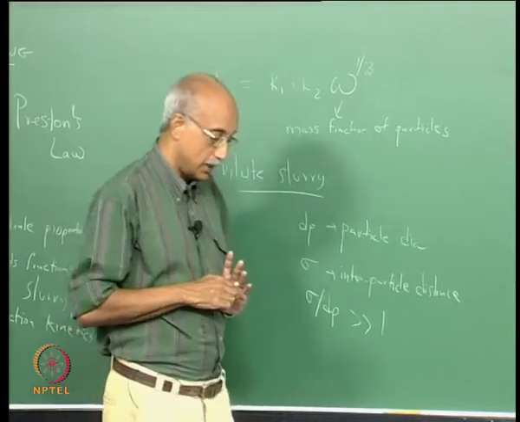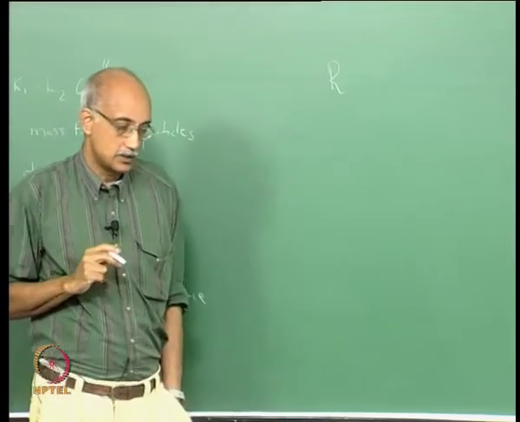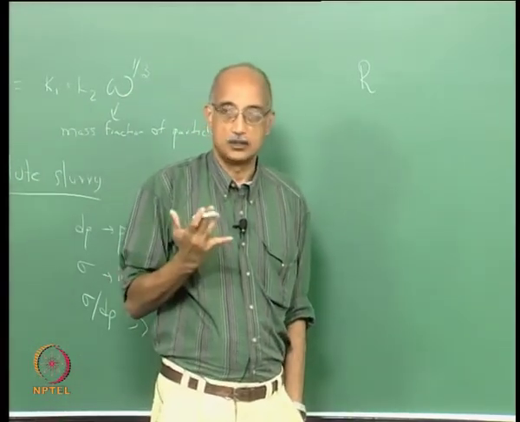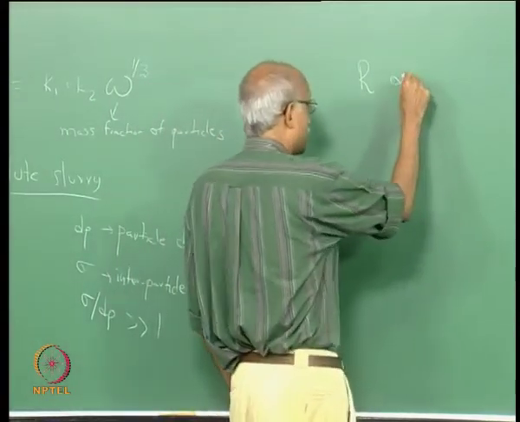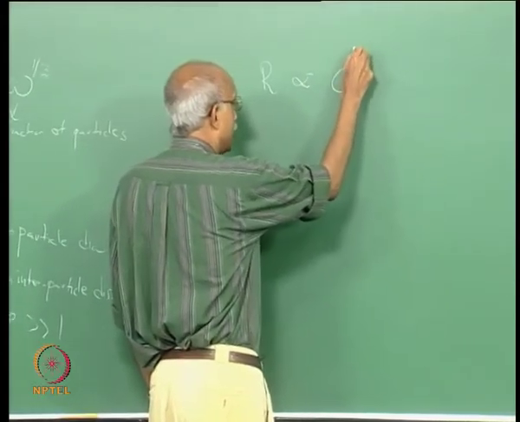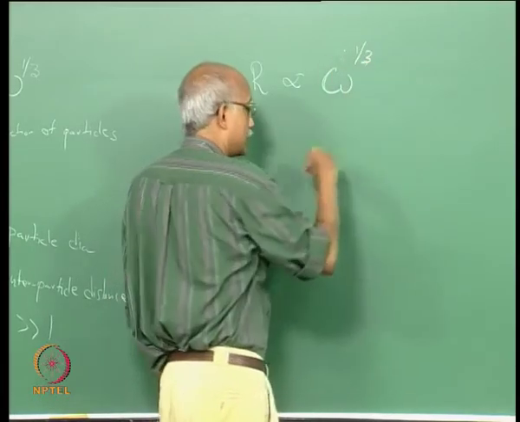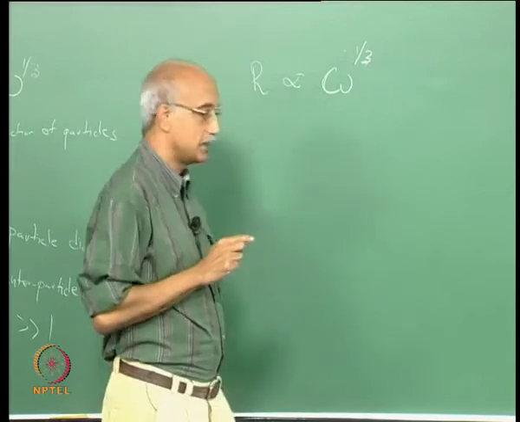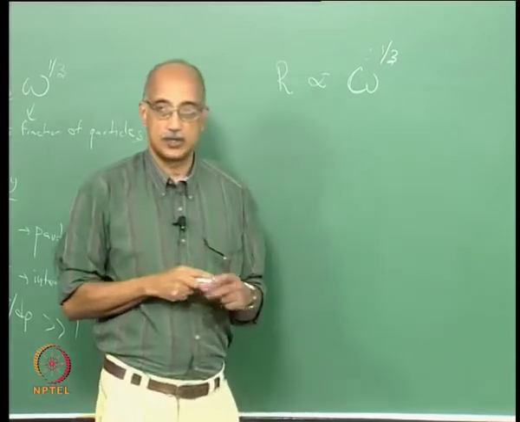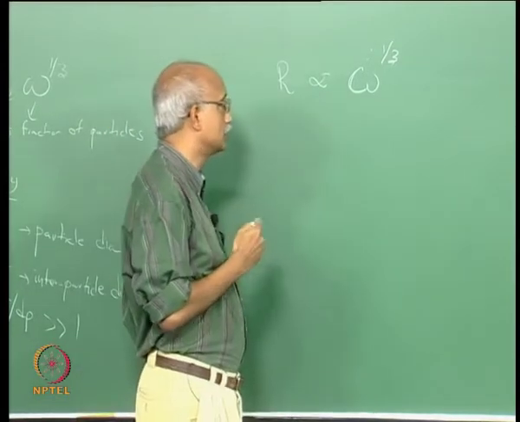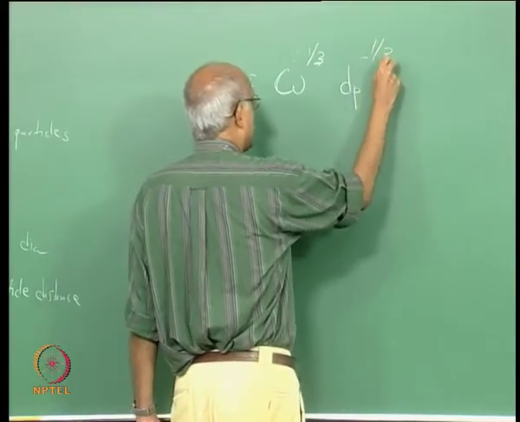Now, if you look again at the removal rate R, we said that it is proportional to the solids loading or solids mass fraction in the suspension. One way that can be expressed is to say that this is proportional to the concentration omega to the power 1/3, but the particle size also becomes important. And in fact, a more general expression for removal rate would say R is proportional to omega to the power 1/3 times particle diameter to the power minus 1/3.